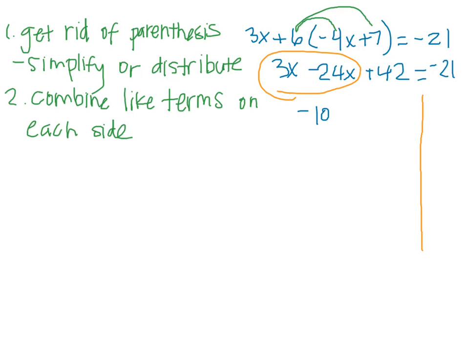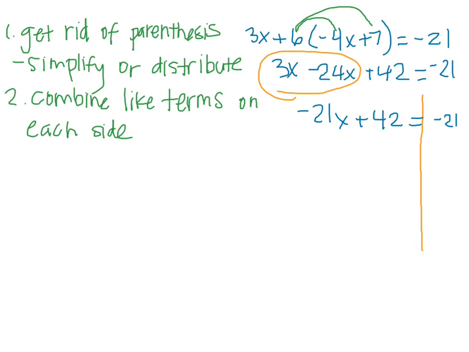No. See, I make mistakes. Negative 21x plus 42 equals negative 21. Alright, next thing. I've combined like terms. So I have my x term, I have my number, those are on the left side. On the right side, we just have our number, or the constant.